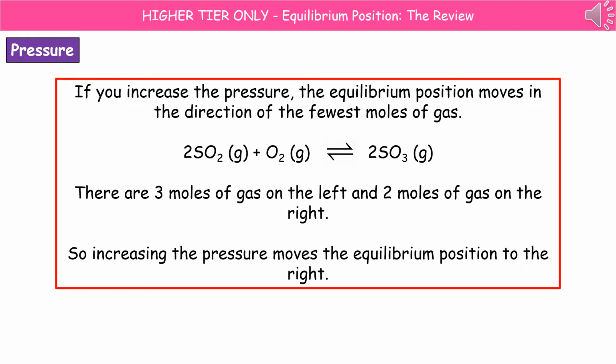So because we've actually got 3 moles of gas on the left and 2 moles of gas on the right, if we increase the pressure at which this reaction is taking place under, then the equilibrium position moves to the right because that's towards the lower number of moles of gas. So increasing the pressure, the position moves in the direction of the fewest moles of gas.